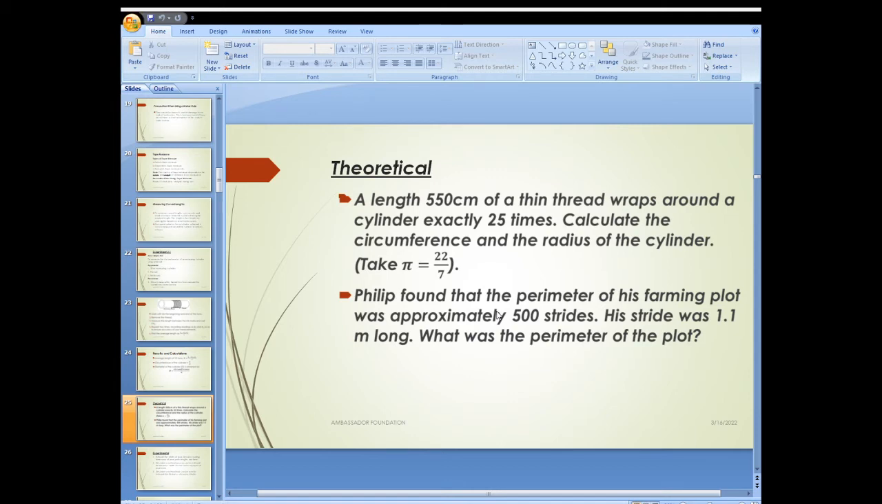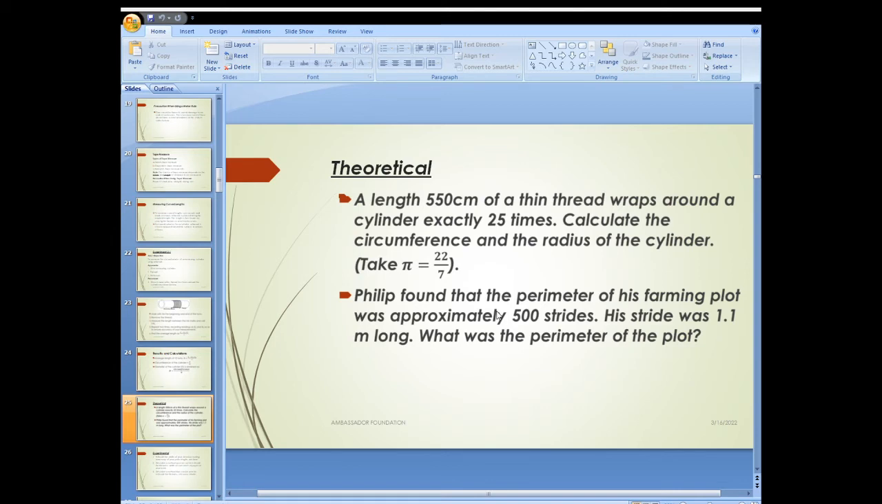So this length is 550 centimeters. It goes around a cylinder 25 times. So what we need to do here is simply divide 550 by 25. What do you get? You need to know what you are getting, because one time is one circumference, but now it has gone 25 times, so we have to get for one, which is the circumference. So just divide 550 by 25, you will get 22. So what is 22? 22 is the circumference. Now that's what we are looking for.